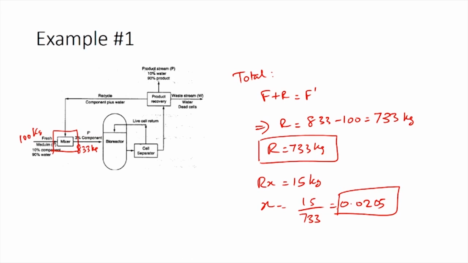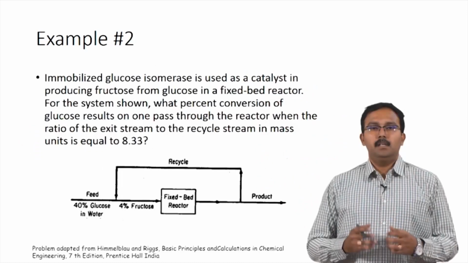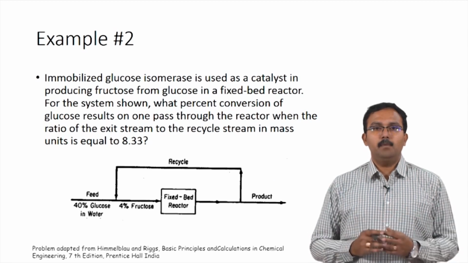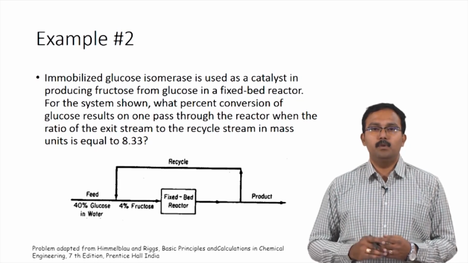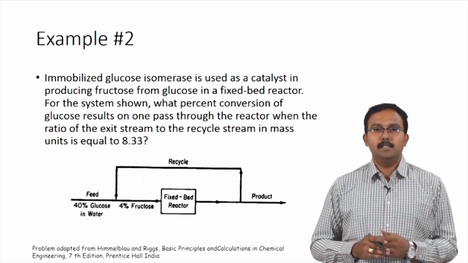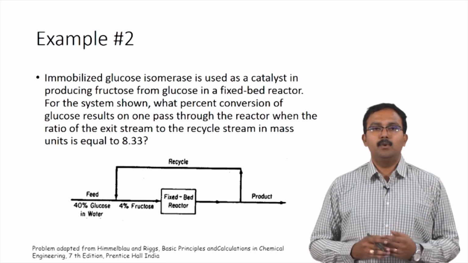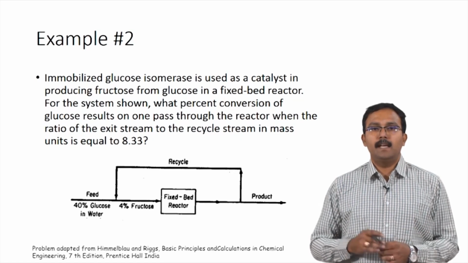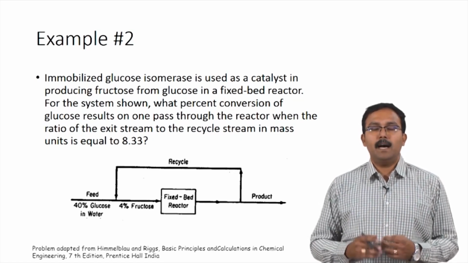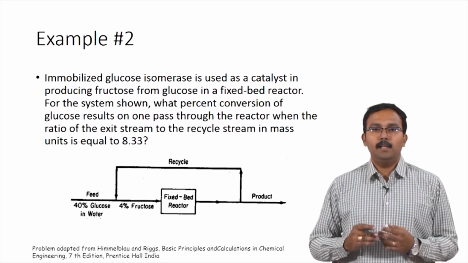Let us move on to another example problem which uses similar concepts and which will give us further clarity on performing material balance calculations for systems with recycle. Here is the second example. Immobilized glucose isomerase is used as a catalyst in producing fructose from glucose in a fixed bed reactor. For the system shown, what percent conversion of glucose results on one pass through the reactor when the ratio of the exit stream to the recycle stream in mass units is equal to 8.33?